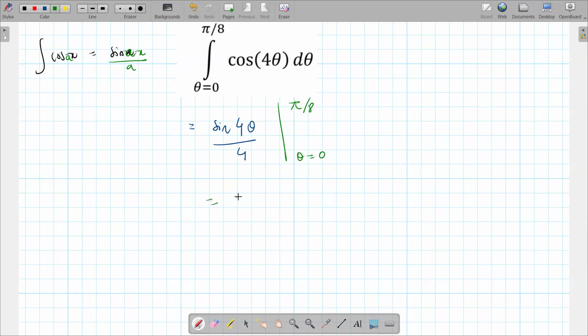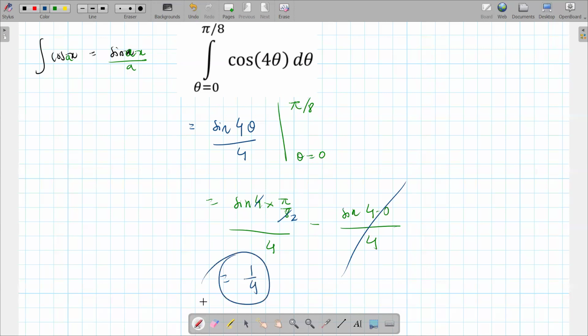It's going to be the upper bound, so sine of 4 times pi over 8, over 4, minus the lower bound. 4 times 0 is 0, sine of 0 is 0, so that entire part is 0. Here this becomes pi over 2, sine of 90 degrees or pi over 2 is 1, so the entire answer is 1 over 4. And you're done with this. That's it. Not that difficult, right?